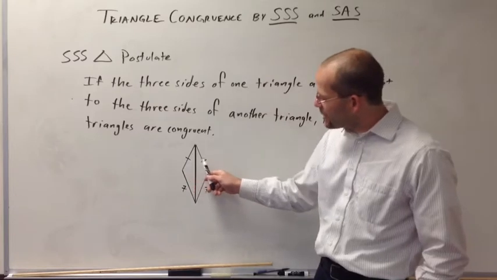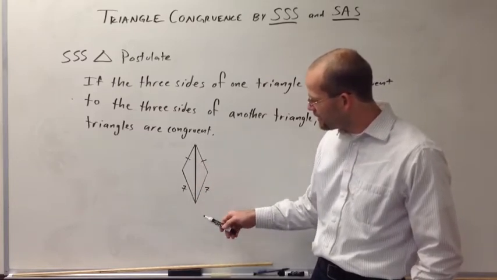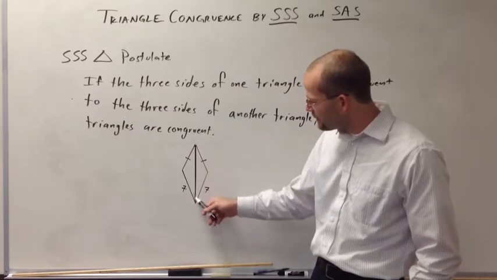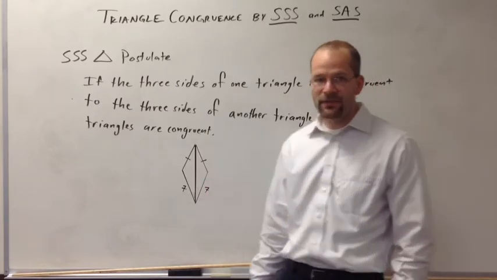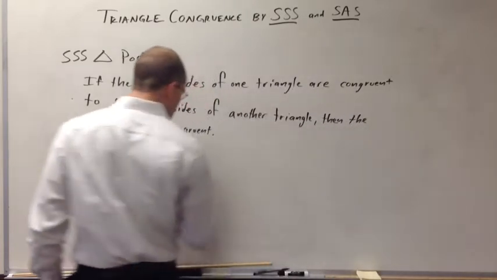Well, I've got one side congruent here. I've got 2 sides congruent here, the 7 and the 7. And then we have the third side here. We have a question about that third side. Do we know if those are congruent? The answer to the question is yes, by the reflexive property.